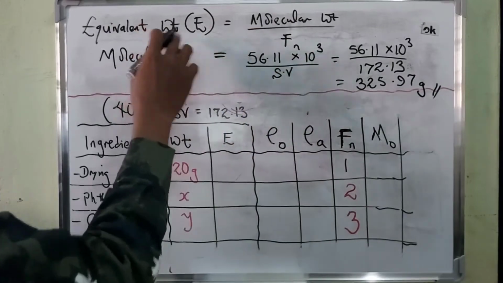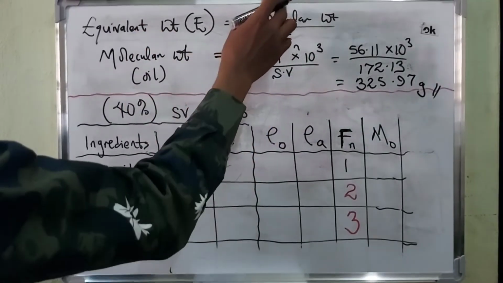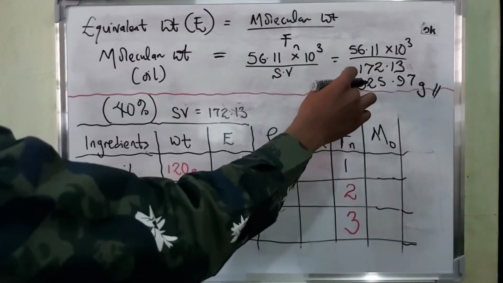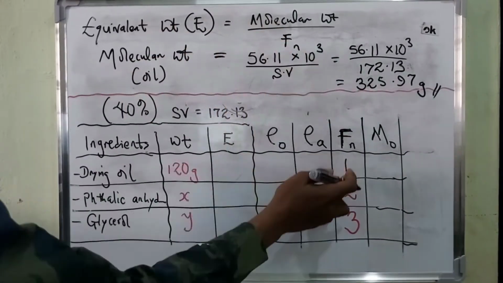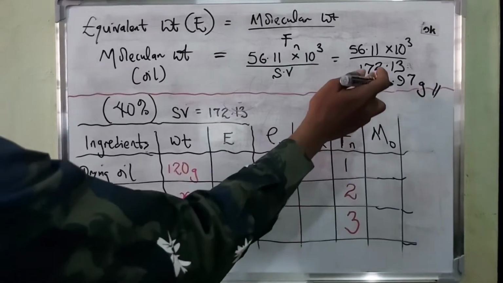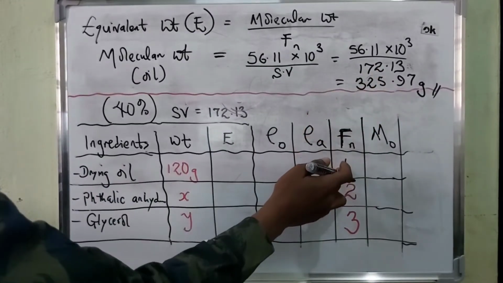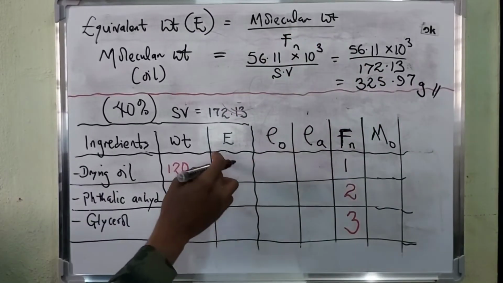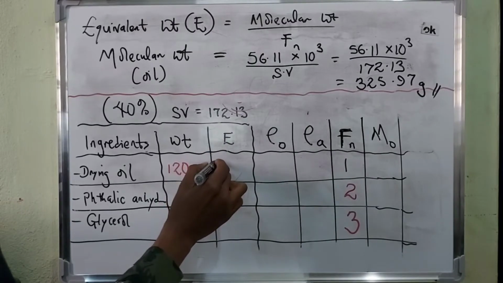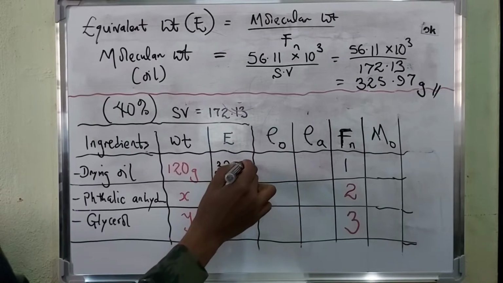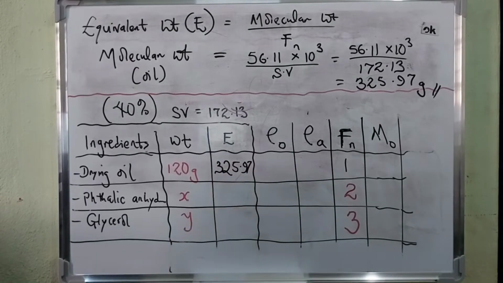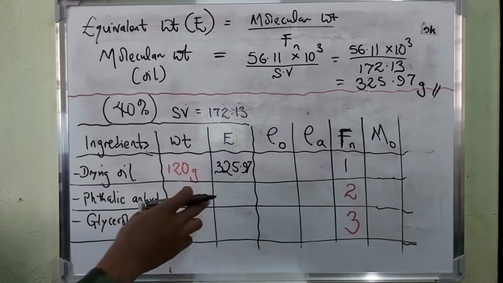So our equivalent weight is now going to be the molecular weight, which is this value, divided by the functional group number, which is 1. So 325 divided by 1 is still 325. So here we still have 325.97. Okay, so let's go to the next one.